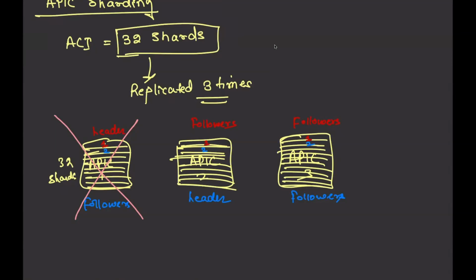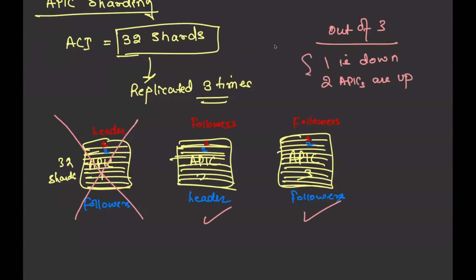The end result of this, and the reason why they select 3 APICs, is this: if one of your APICs is down, then 2 APICs are up. Out of 3, 1 is down and 2 APICs are up. This is known as the majority function. Majority function means your 2 APICs, which are in the majority, are up. So nothing is going to happen.